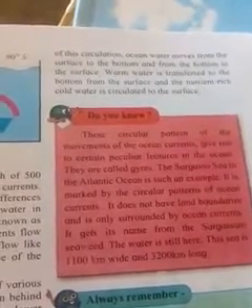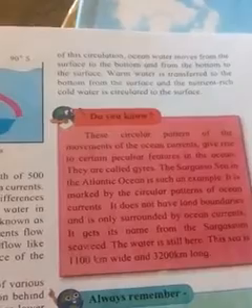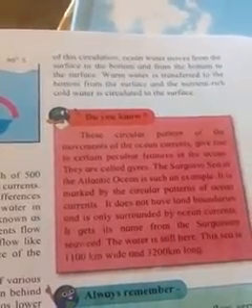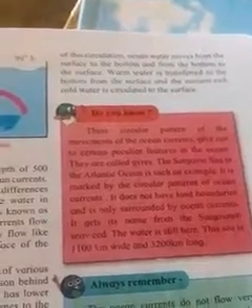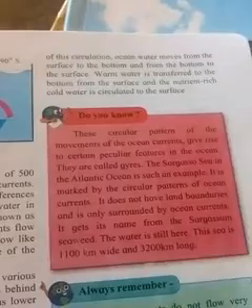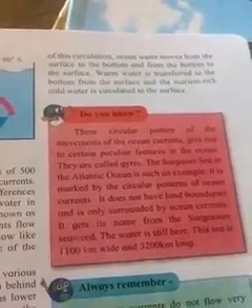Do you know the circulation pattern of the movement of ocean currents gives rise to certain peculiar features in the ocean? They are called gyres. The Sargasso Sea in the Atlantic Ocean is one such example. It is marked by a circular pattern of ocean currents. It does not have land boundaries, and it is only surrounded by ocean currents.